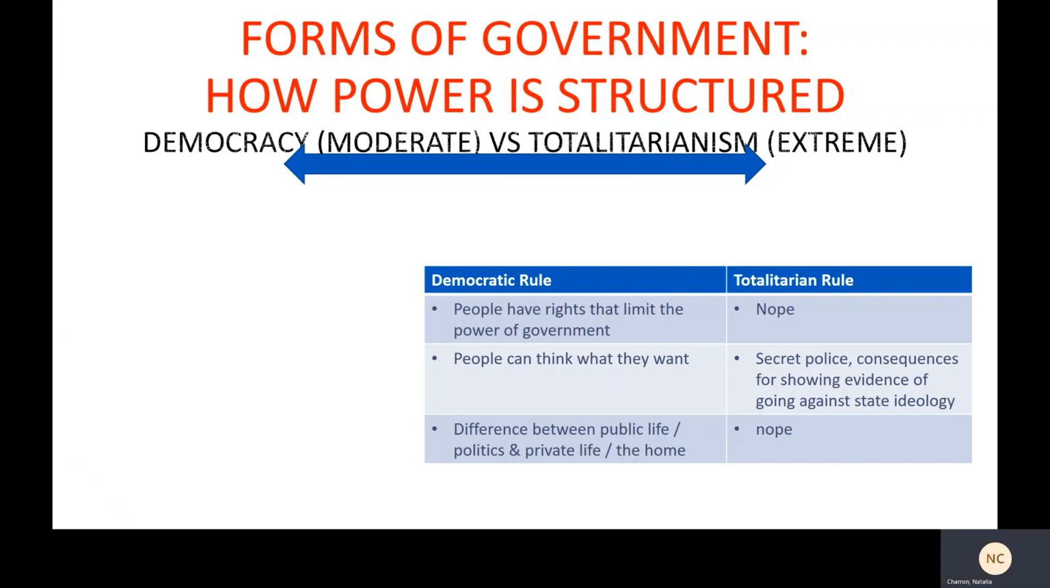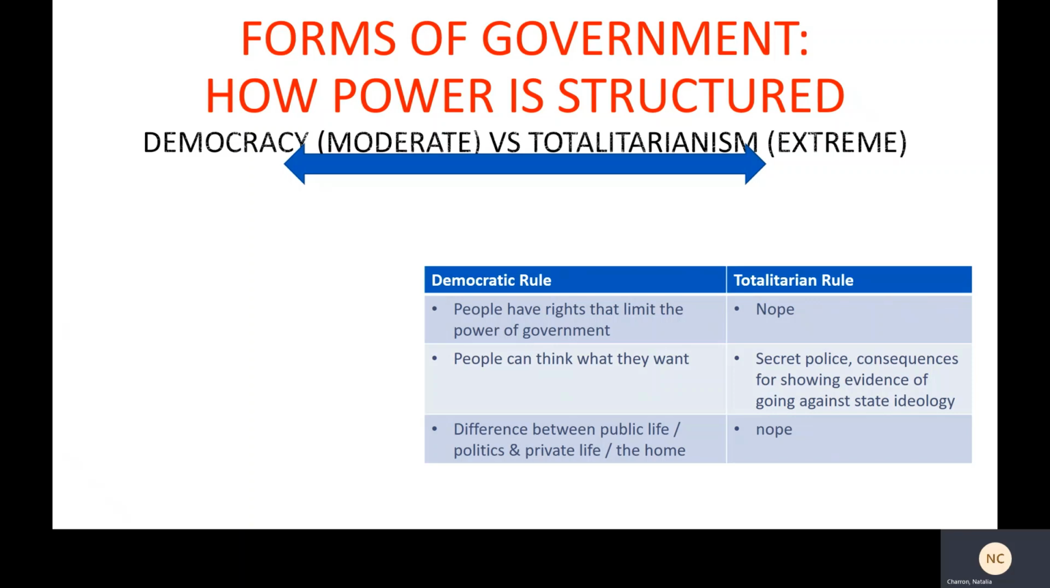In terms of totalitarianism, this describes a form of government, so how power is structured. You can contrast it to democracy, which is moderate, a normal form of government for us, and totalitarianism is the more extreme form of government. So for example, in democracies, people have rights that limit the power of government. This is not true for totalitarian rule. In democracies, people can think whatever they want. Totalitarian rule does not permit this. They have secret police and consequences for showing evidence of going against state ideology.